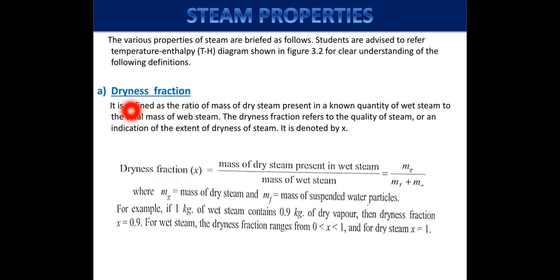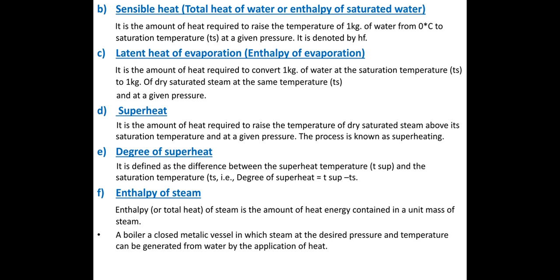Now, steam properties: dryness fraction. If you see the previous graph, between point B and point C, the steam is wet steam. Wet steam means it is a mixture of water plus vapor. Based on that we define the dryness fraction, denoted by X. It is the ratio of the mass of dry steam, mg, divided by the mass of the wet steam, mf plus mg. Okay, so this is dryness fraction.